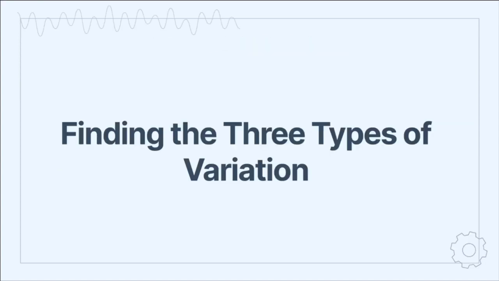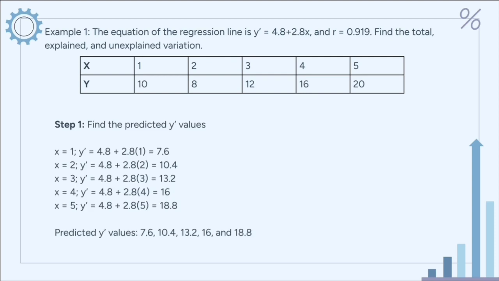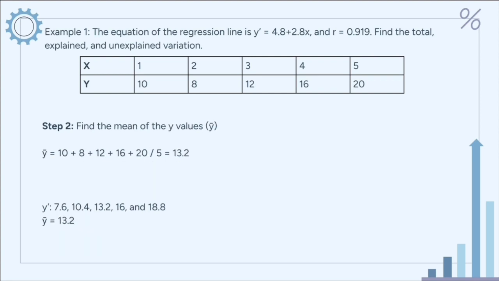Finding the three types of variation. To find the three types of variation, we have to find the predicted values using the line of regression equation. Plug in the x values with the given equation, 4.8 plus 2.8x. Then we calculate the mean of the given y values.